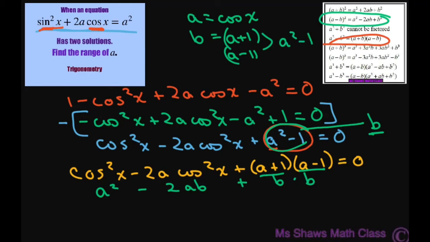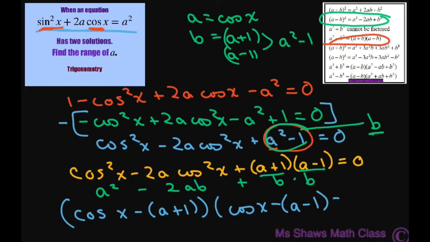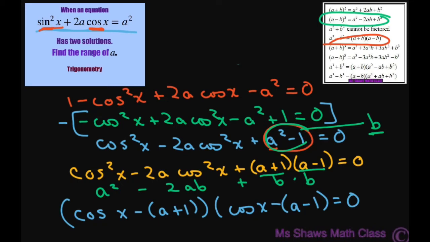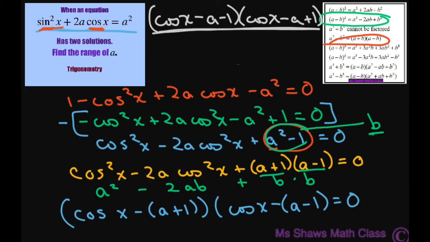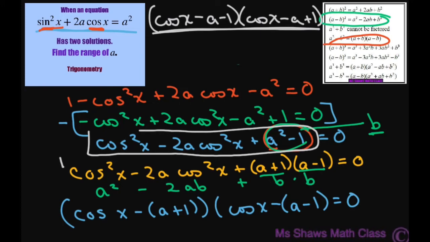So I can rewrite this as cosine of x minus a plus 1, times cosine of x minus a minus 1 equals 0. If you take out the parentheses, write this as cosine of x minus a minus 1 times cosine of x minus a plus 1 and distribute this out, you will get this back here. That's just a little trick for this.